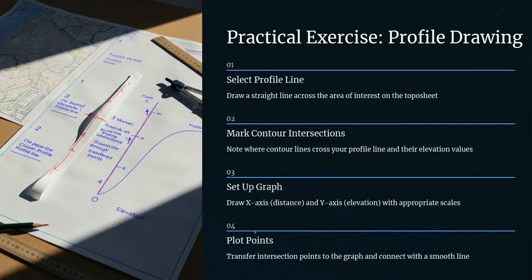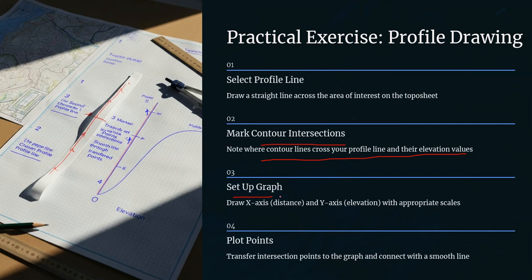Then comes our main work in the practical, as per the syllabus concern. That is the profile drawing. So you need one practical copy. I will give you the toposheet, and you make a profile of the relief. That is the work of the physical. Mark the contour intersection, right? Note where the contour line crosses your profile. That is very important.